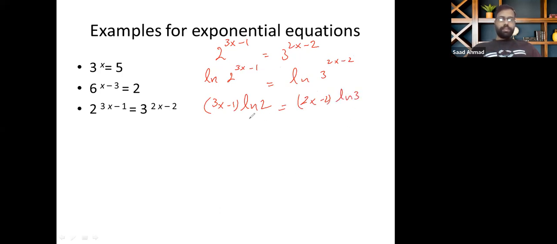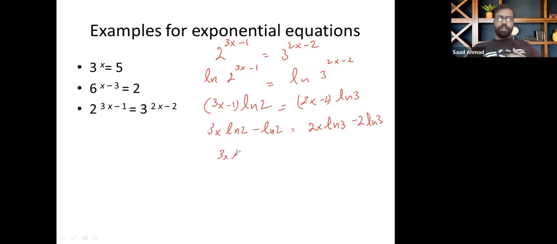Now we see the x term is on both sides. The x term is on the left side, the x term is on the right side. So we can distribute that. So it will be 3x ln 2 minus ln 2. Here we will again distribute that, 2x ln 3 and minus 2 ln 3. Then we combine the x terms and the other terms on the other side.